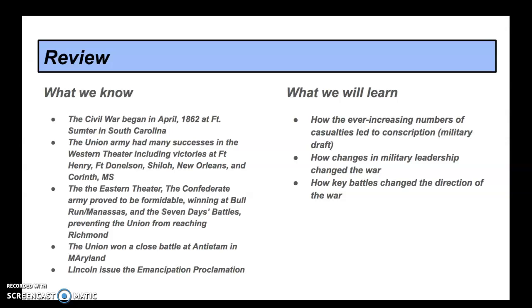All right, so what we know, the Civil War began in April 1862 at Fort Sumter in South Carolina. The Union Army had many successes in the Western Theater, including victories at Fort Henry, Fort Donelson, Shiloh, New Orleans, and Corinth, Mississippi. But in the Eastern Theater, which is primarily Virginia, the Confederate Army proved to be formidable, very strong. They win at Bull Run, or Manassas, 2 times actually, and the 7 Days battles, which prevented the Union from reaching Richmond, which kind of blocks the completion of that Anaconda plan that we talked about.